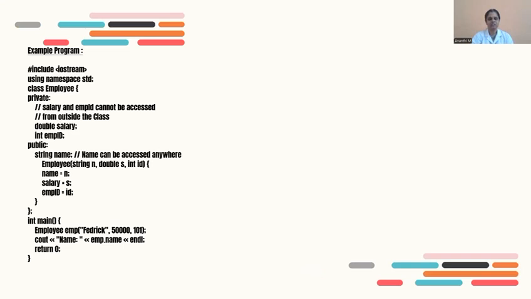Every C++ program will start with the header file iostream, and using namespace std is used for uniquely identifying the names in the program. Then we create one class called employee, and in that we declare some of the variables as private and some of the variables and functions as public. At the end we have given a semicolon, and in the main function we have created an object called emp for the class employee, and we have passed some values to the class.